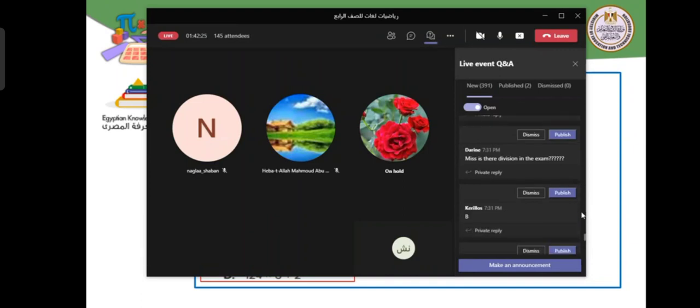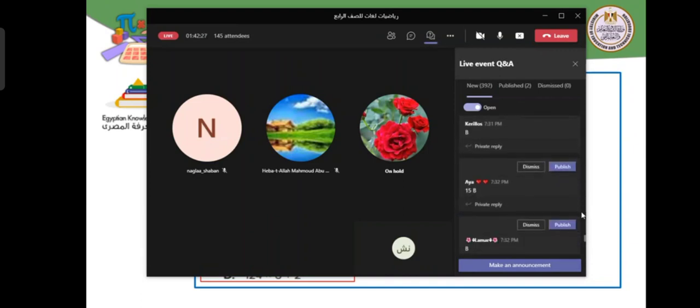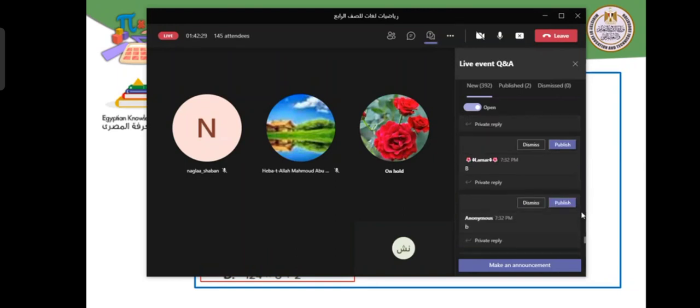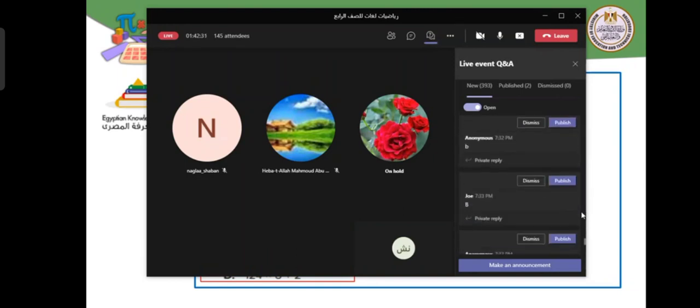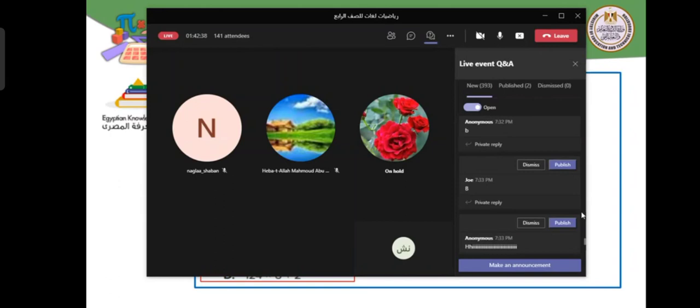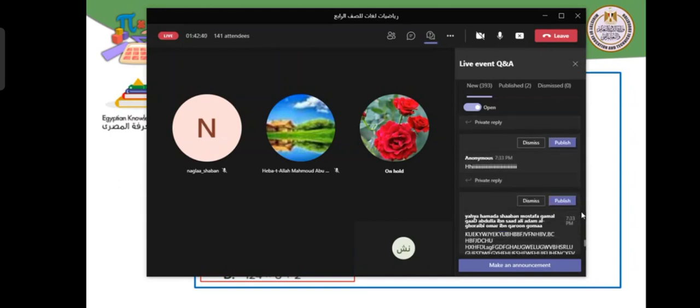No, there is no division in the exam. Maybe simple. The exam covers Unit 1 to Unit 7, the first 10 lessons only. Okay? Anyone need any help?